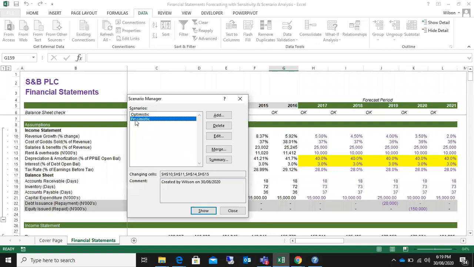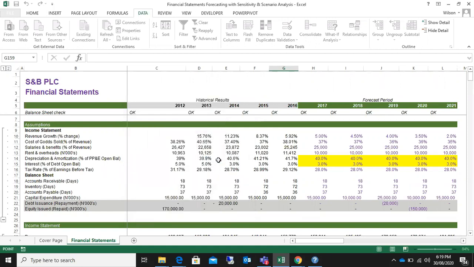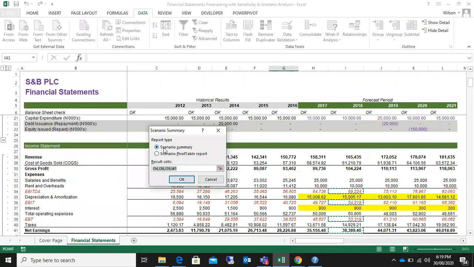Fine. So we have defined optimistic and we have defined pessimistic. What we now simply do is click on scenario summary. Just click on summary. Don't click on scenario pivot report, because you don't want it to be in a pivot report. You want a summary. So leave this as it is, because as you are seeing, it has already been selected. Assuming this is not selected already, okay?